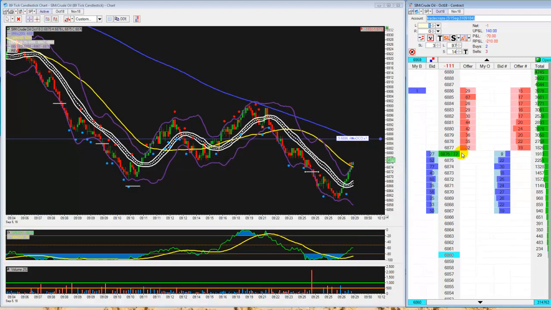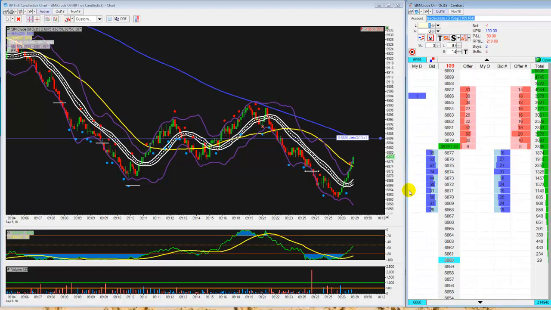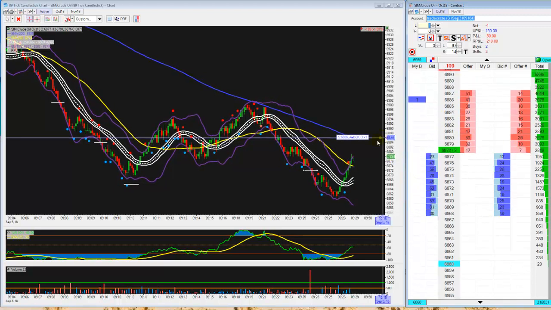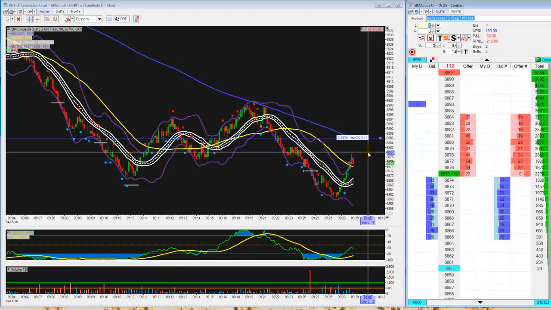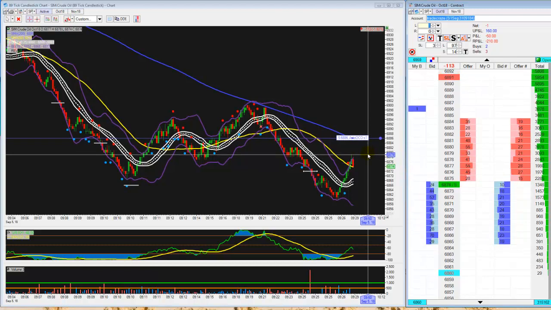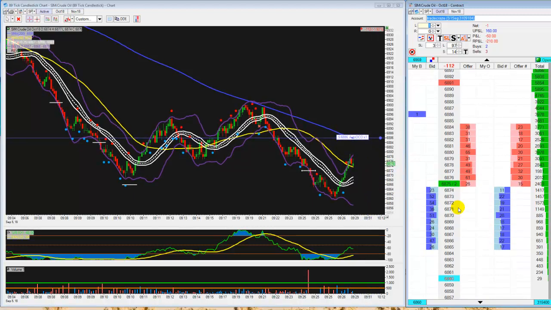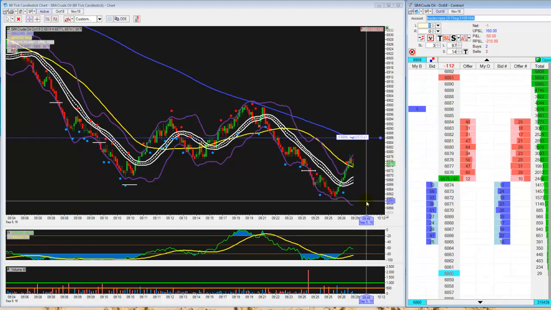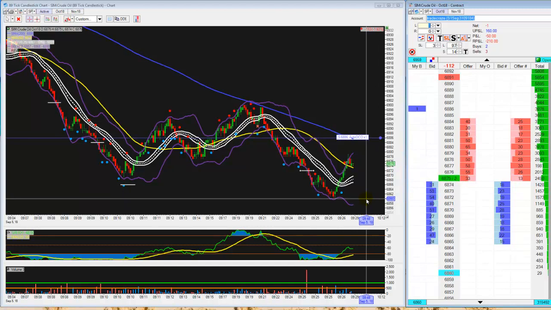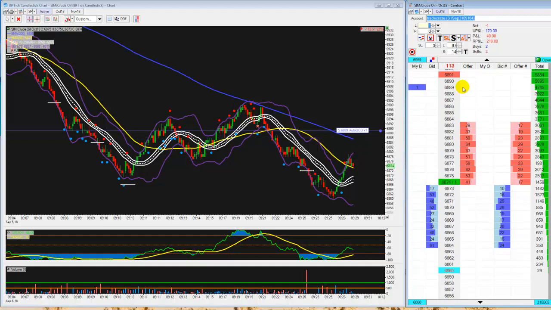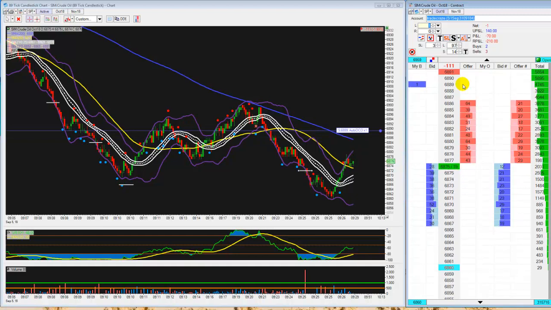Wow, look at that coming off of that. Very violent up move right there. Can we hold? Going to go with only a 2-tick win here.